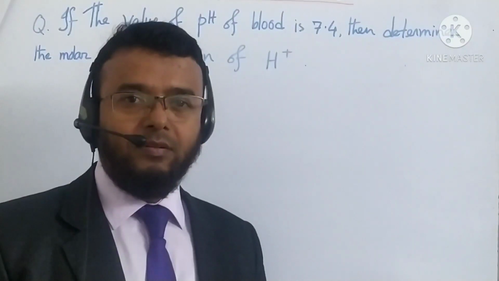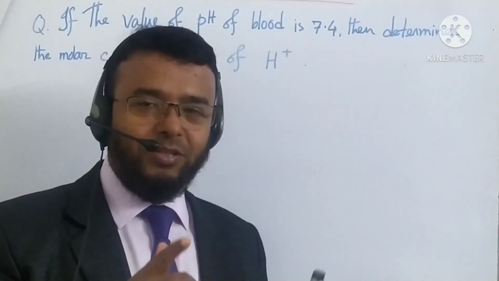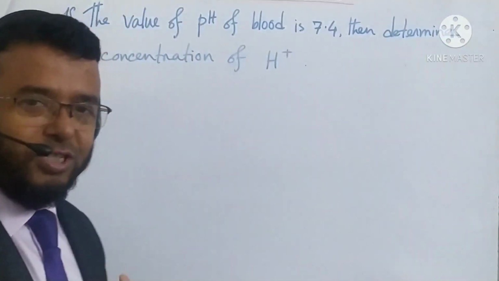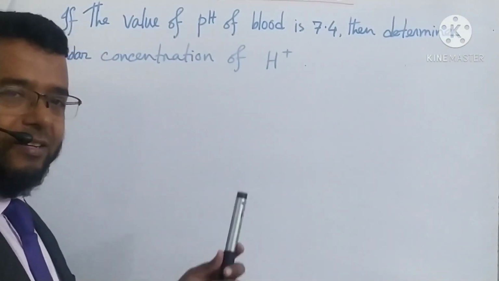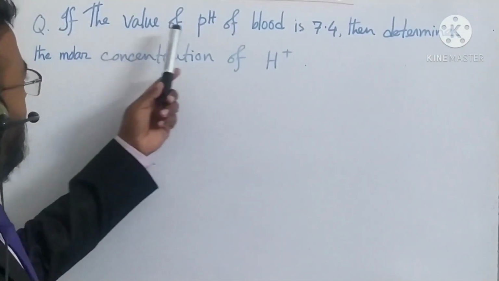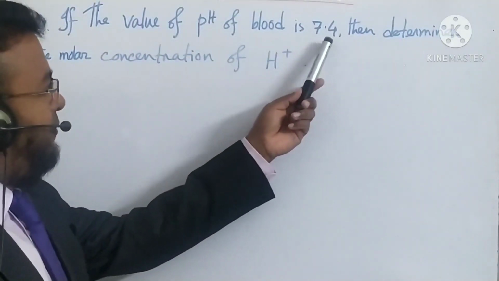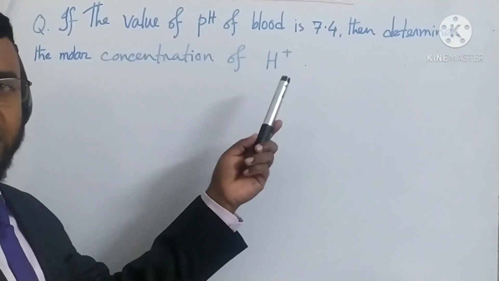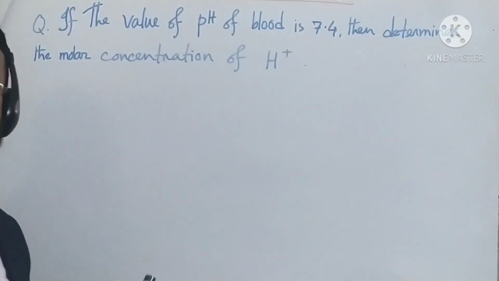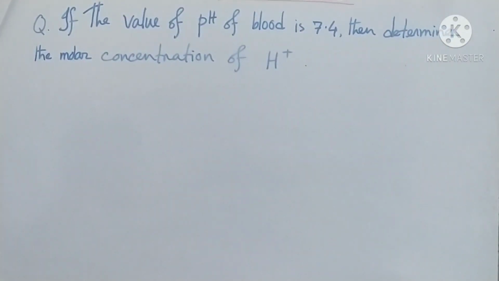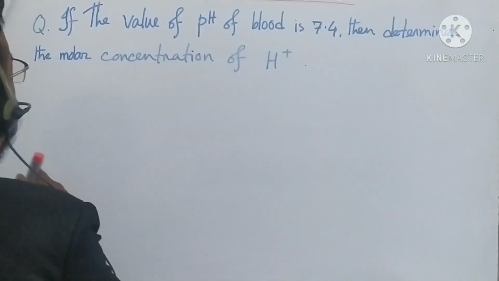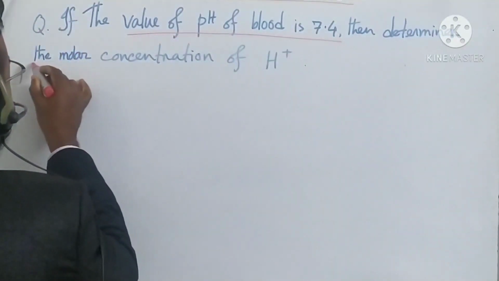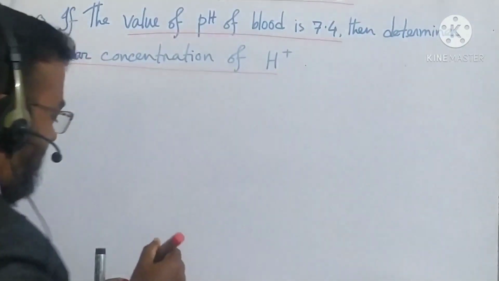Okay, students, now the second method of pH. I have written the question. First of all, I am reading the question. If the value of pH of blood is 7.4, then determine the molar concentration of hydrogen ion. The pH value of blood is given as 7.4. We have to determine the molar concentration of hydrogen ion.